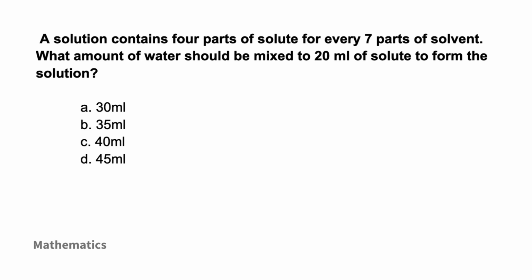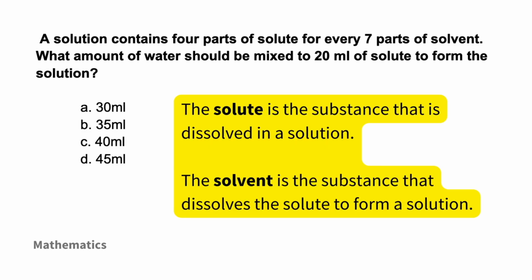To find the amount of water or solvent that should be mixed with the solute to form the solution, with the given ratio, we can set up a proportion based on the given information. So in this case, if it's been a while since you have looked at some of these math and science terms, remember that the solute is the substance that is dissolved in a solution, and the solvent is the substance that dissolves the solute to form a solution. So to find the amount of water, the solvent, that should be mixed with the solute to form the solution with the given ratio, we can use this proportion.